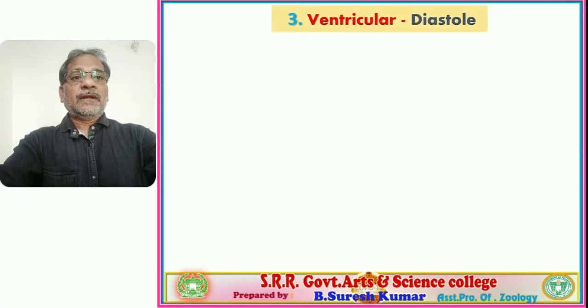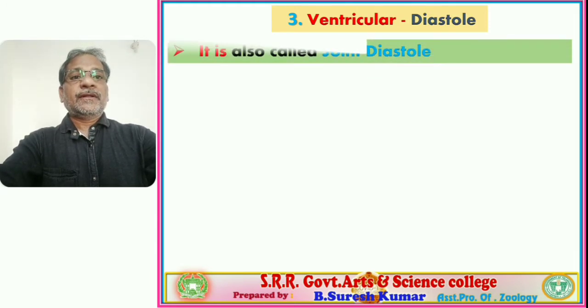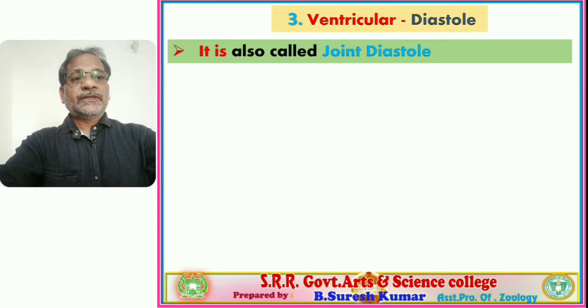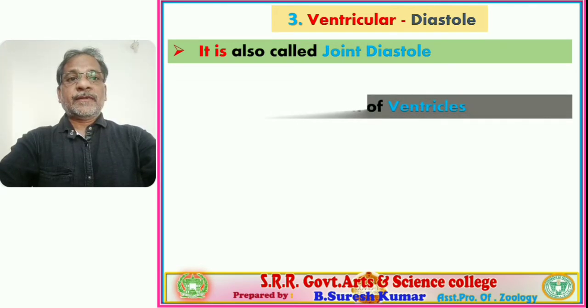Right. Next, ventricular diastole. Let us see the third phase of the cardiac cycle, that is ventricular diastole. It is also called joint diastole or common diastole.